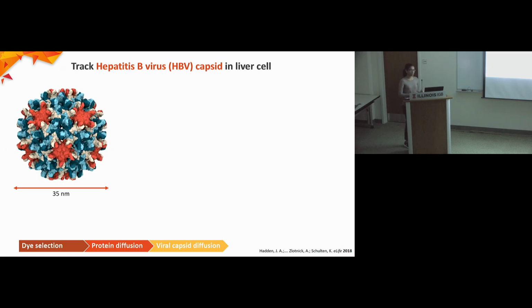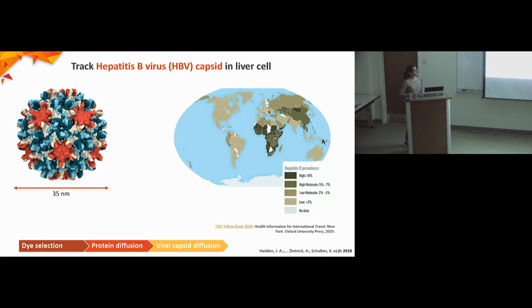We already have projects running in the lab where we're interested in answering certain questions that are still debated in the field. So hepatitis B virus, in spite of having a vaccine that works, still kills close to 1 million people every year. And this is the prevalence of hepatitis B provided by CDC around the globe.